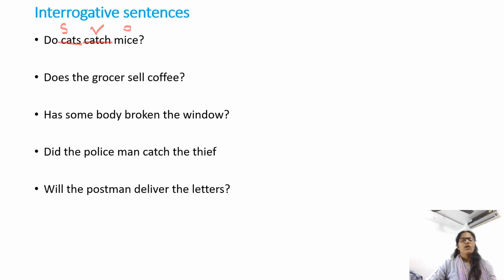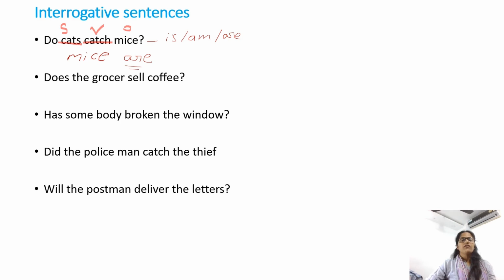Start a passive voice with an object. What is the object here? Mice. After that, add an appropriate be form. Now cats catch mice. The sentence is in simple present. In simple present, what be form do we use? Is, am or are, based on the subject. Now mice is the plural form of mouse. So mice are.